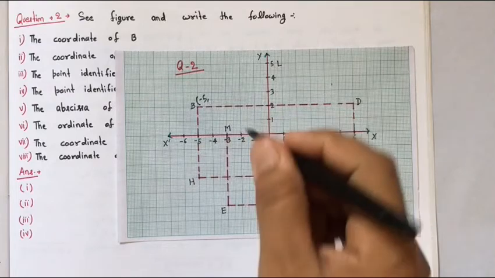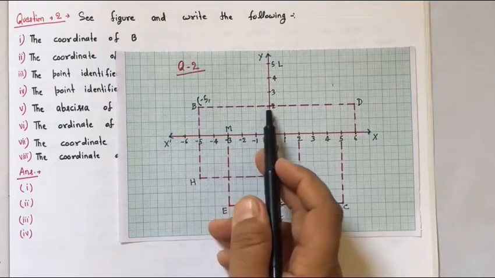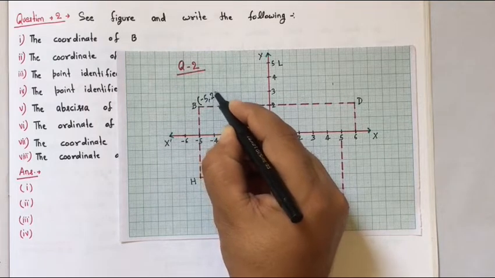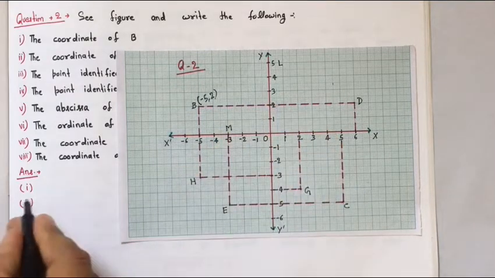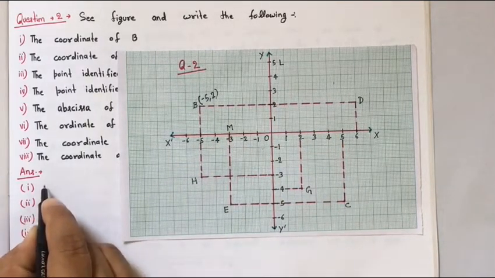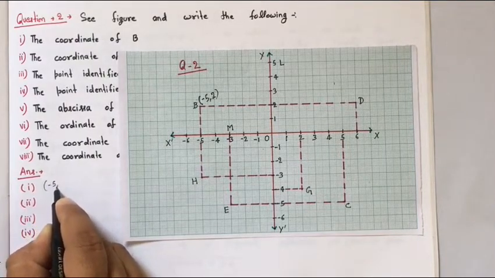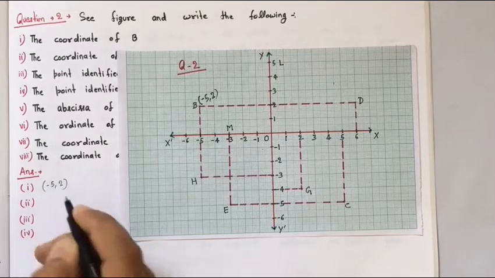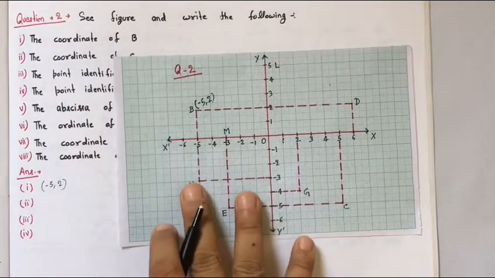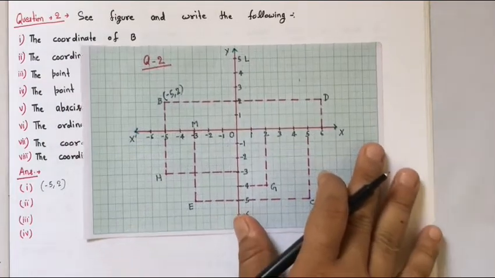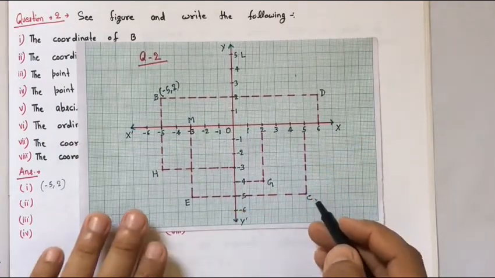Then we have to look perpendicular on the y axis, and this is 2. So the coordinate of point B is -5, 2. Here we have to write the answer: -5, 2. First is done. Second is the coordinate of point C. Where is C? This one is C.